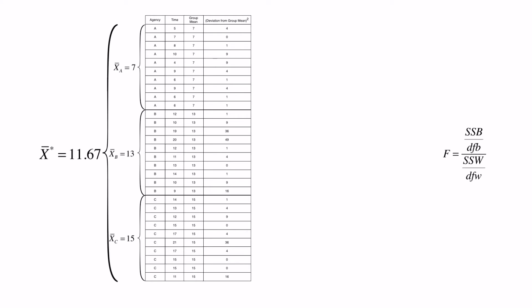If we take the simple average of all observations across all 3 agencies without worrying about which observation corresponds to which agency, we get what's called a grand mean. This corresponds to approximately 11.67, so let's add a column for the grand mean.